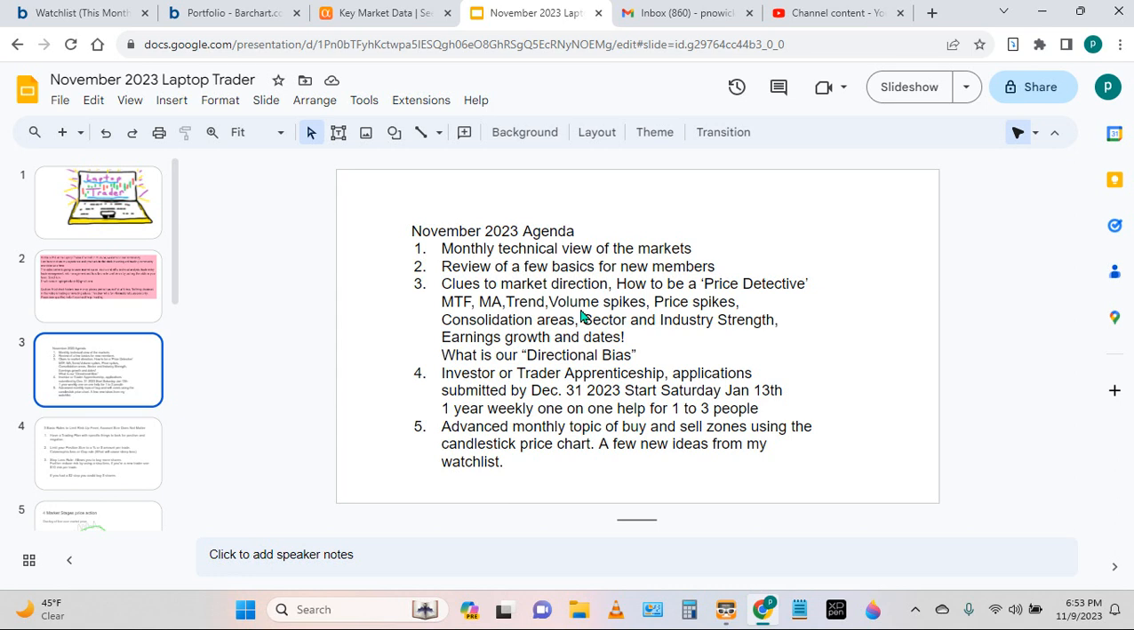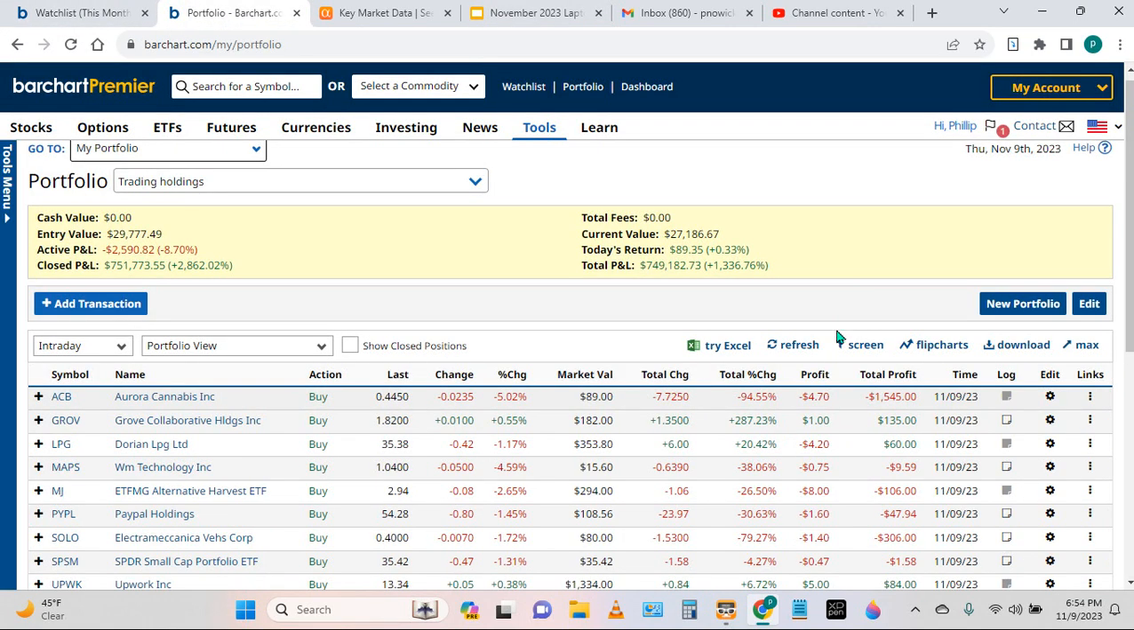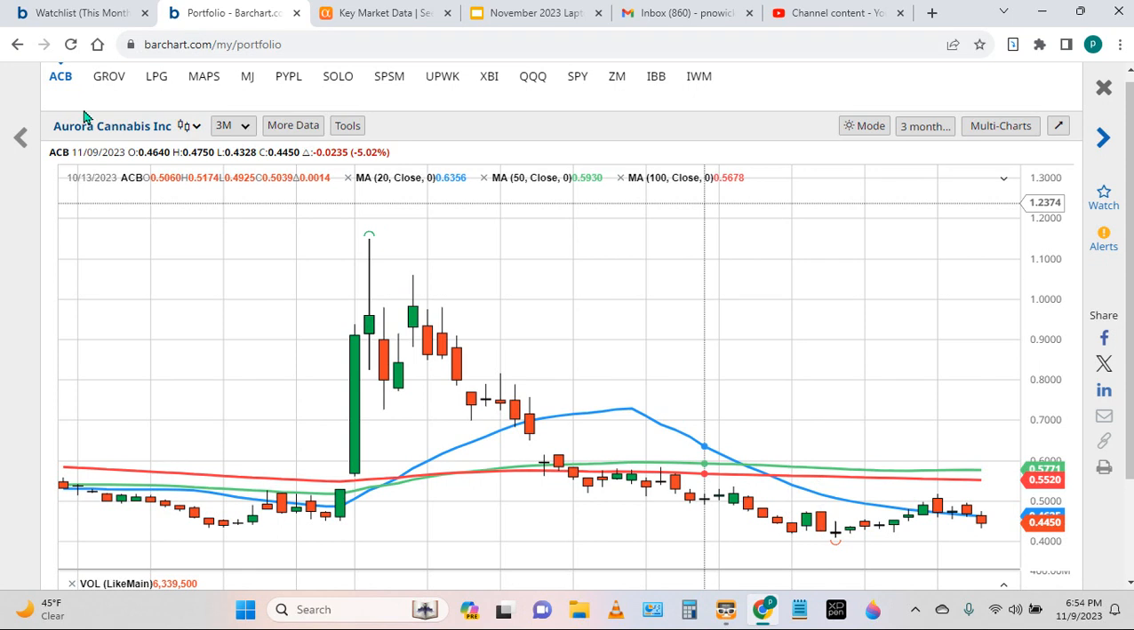And then one more thing would be the idea of buying and selling zones. So let's see if we can develop this concept quickly. It relates to the idea of support and resistance. Okay, this one's not too bad to look at. This has had relative weakness to the market. It's in the marijuana industry. Symbol ACB, Aurora Cannabis.